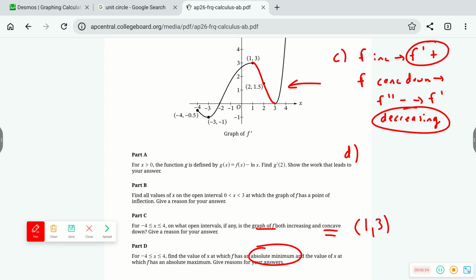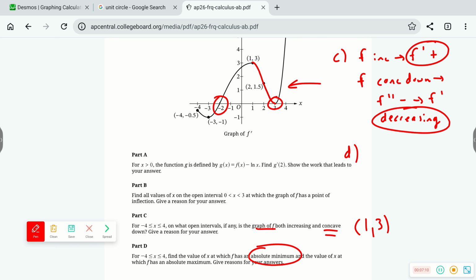That's your endpoints. Your critical points would be when your first derivative is 0 or undefined. My first derivative is 0 here at -2 and again at 3. Okay, so that's what I need to test here.